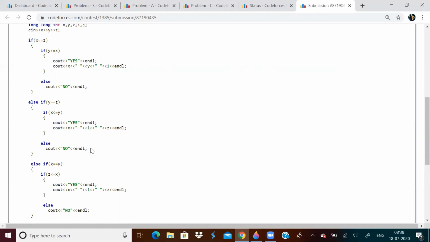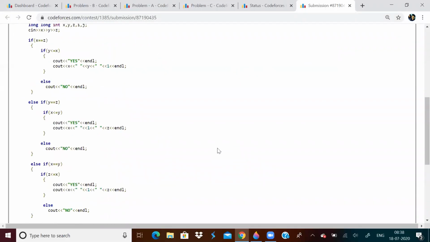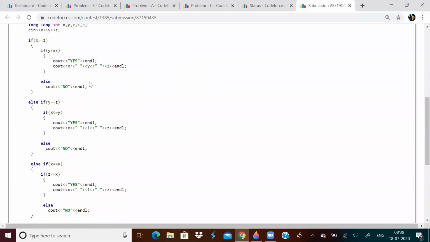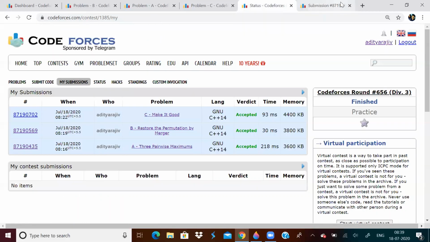But later when I solved it, I realized that if and only if Y is equal to Z, you will have an answer. And you can output X, X, Z only. So at that moment, I did not get it, but I got this. This is also a solution. You can look at this. So problem A was a little tricky, but I got it finally.